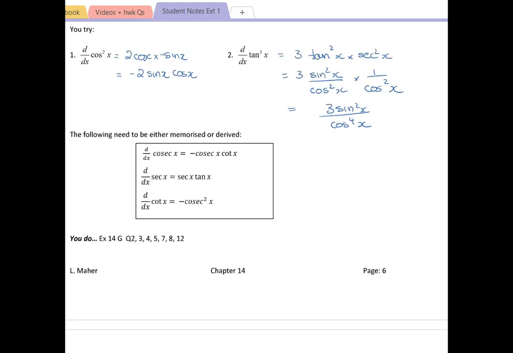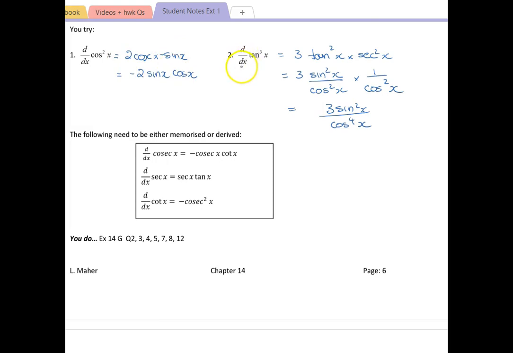Okay, let's have a look at these couple of examples. d/dx of cos squared is bring the 2 to the front, leave the cos and subtract 1 from the power, which makes it just 1. Then multiply by the derivative of cos, and the derivative of cos is minus sine. Tidying that up, we've got a minus out the front of the 2, and sin x cos x, or cos x sin x, it really doesn't matter.